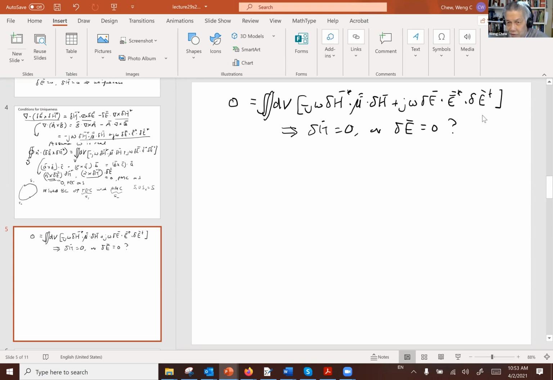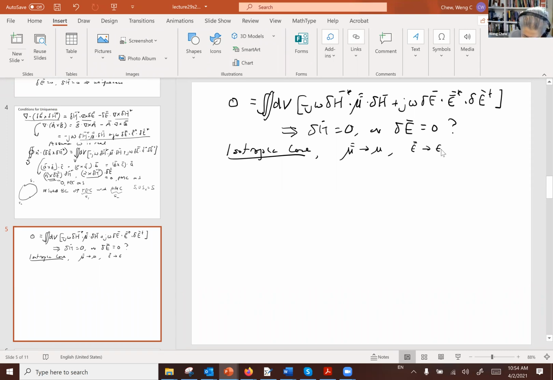So let's look for the condition under which delta H and delta E would be 0. And I would like to do a simple case so that you can see the math more easily. I would like to specialize to the isotropic case, so you don't have to deal with complicated tensors for mu and epsilon as well. If I do the isotropic case, then I can find the reason for uniqueness more easily.